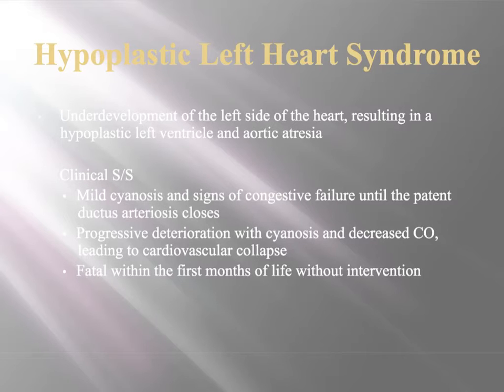These kids, when they're born, are going to be mildly cyanotic, and they're going to have signs of congestive heart failure until that ductus arteriosus closes. And then progressive deterioration is going to occur with that cyanosis and decreased cardiac output. Then we're going to have cardiovascular collapse. These kids will die within months of life without intervention. Because if you think about it, what is the ductus arteriosus doing? It's allowing for that mixed blood flow. So if that closes off, they don't have any connection of the right side to the left side of the body.